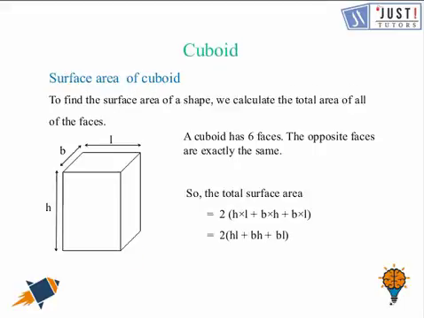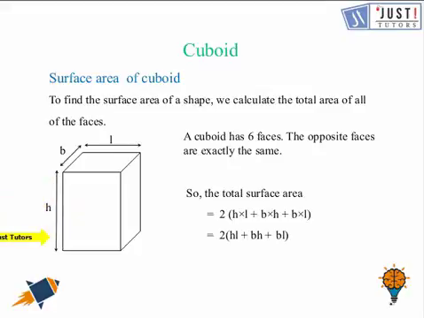Now let's see how we find the surface area of a cuboid. To find the surface area of a cuboid, we need to calculate the total area of all the faces. Here we have length, breadth and height separately. All the edges are of different length, breadth and height. In order to find the total surface area, we need to calculate the area for each face. So what do you think is the area for this face, that is the front face?